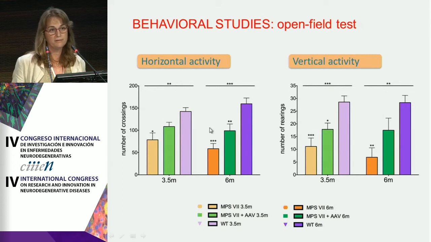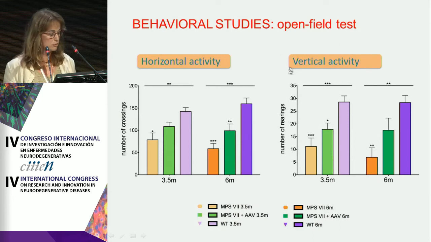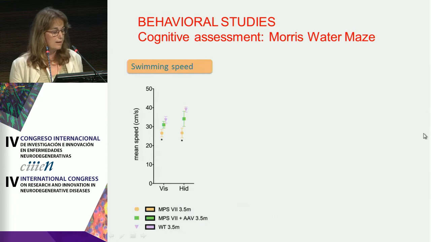We also did a whole battery of behavioral studies. I will only go into two of them, the open field and the Morris water maze. You could see that the non-treated animals, in yellow or orange, have a significant neophobia compared to the wild-type animals, and the treated animals have an intermediate condition. We also see a difference in the Morris water maze.